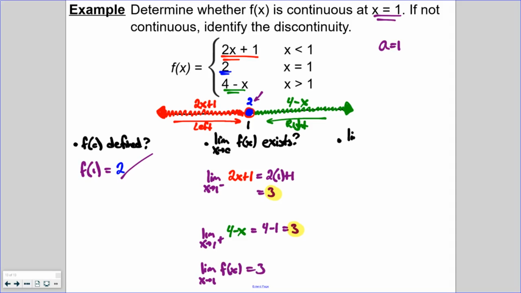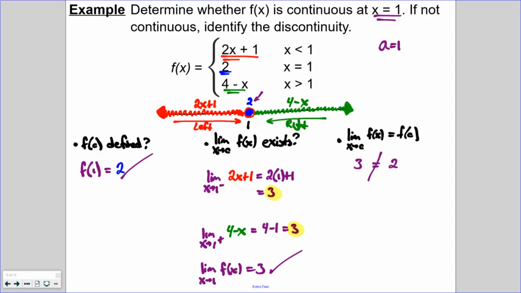Finally, the limit as x approaches a of f of x, does that equal f of a, i.e., does the intended height equal the actual height? Does the graph go where we expect it to go? And I forgot to check off condition 2. Condition 2 is good. Woo, check mark. All right, so now using the information from condition 1 and condition 2, we know the limit is equal to 3. And we can see our function height is equal to 2. And those are not equal. So therefore, we can say that our function is not continuous at x equals 1.